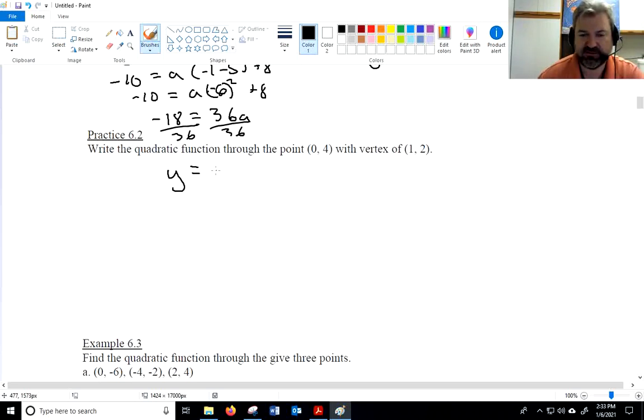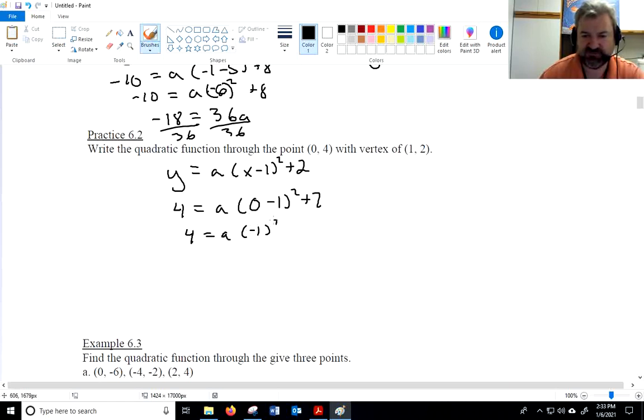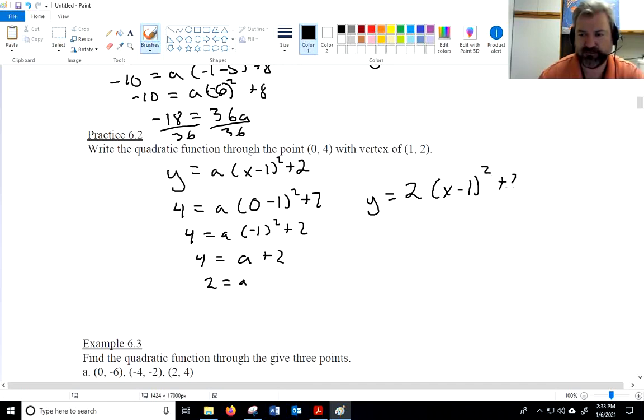Got a vertex of (1, 2), so it should be (x minus 1) squared plus 2. I'll put the point with y equal to 4 and x equal to 0. So that's (-1) squared plus 2, which becomes a positive 1 times a. So 2 is equal to a. So my equation is y is equal to 2 times (x minus 1) squared plus 2. And there we have it.